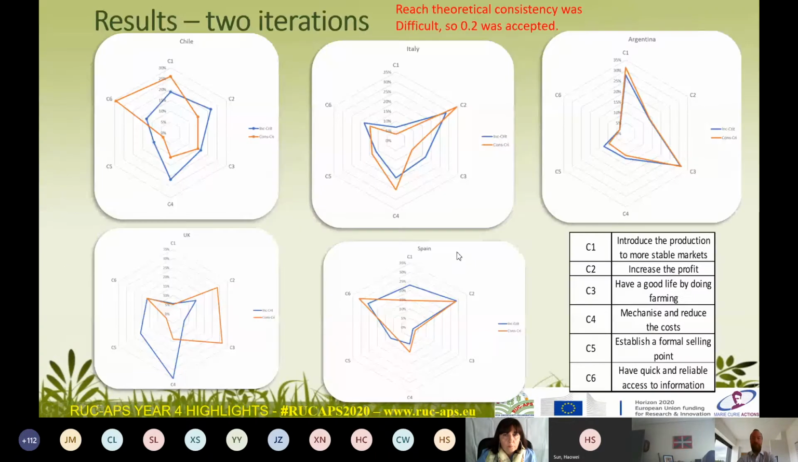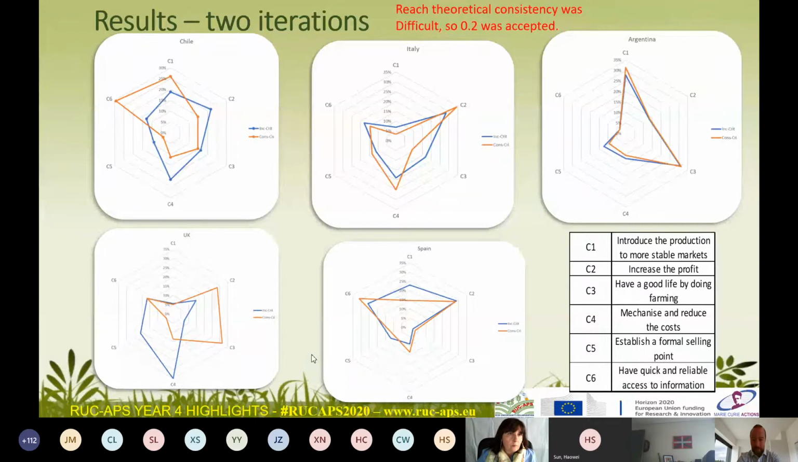So based on our results, in terms of criteria, for the case of Chile, we got a first result that says criteria 4 is more important. Criteria 4 is mechanize and reduce costs. So we can see that in Chile at first, to raise all these issues with agriculture, mechanize and reduce costs is something very relevant for everybody based on this consultation.